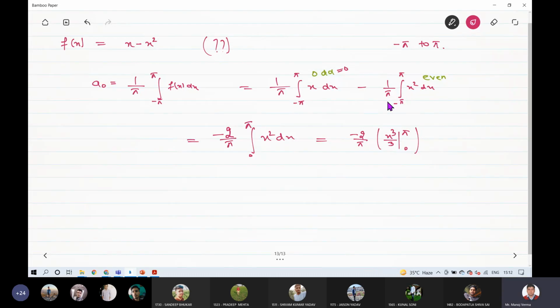Now see, I have changed the limits from minus pi to pi to 0 to pi, and it will become minus 2 over pi times pi cube by 3, and it will be minus 0. I am neglecting that. So the value of a naught will be equal to minus 2 by 3 pi square. Okay.